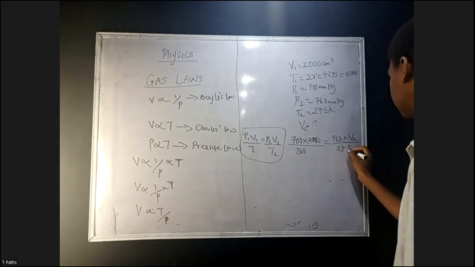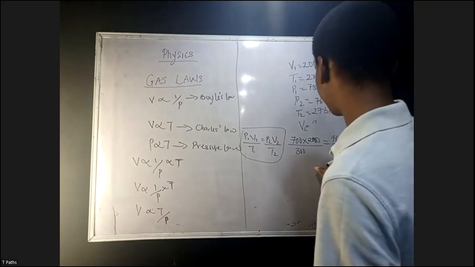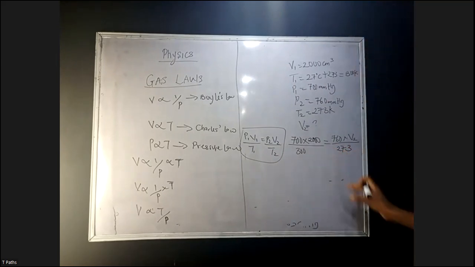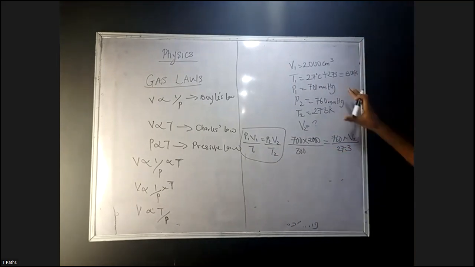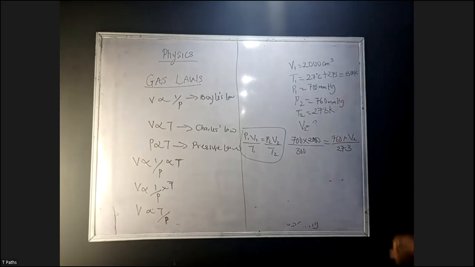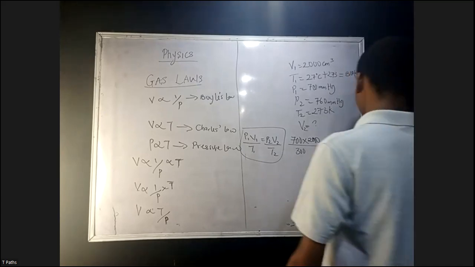Don't forget, I got T2 and P2 from the standard pressure and temperature of all gases. Have it at the back of your mind: the standard pressure of all gases is 760 millimeter mercury, while the standard temperature of all gases is 273 Kelvin.